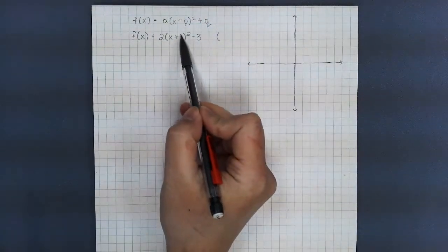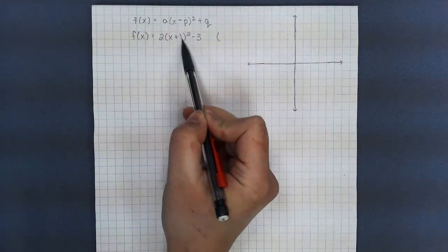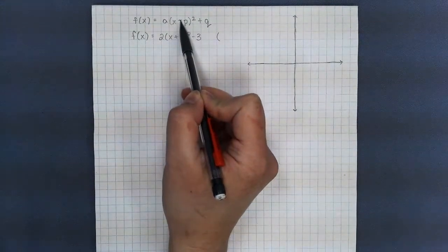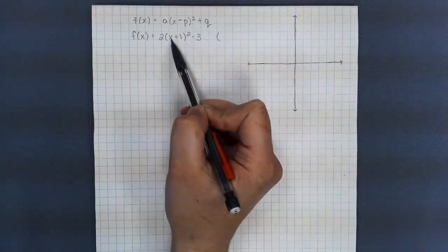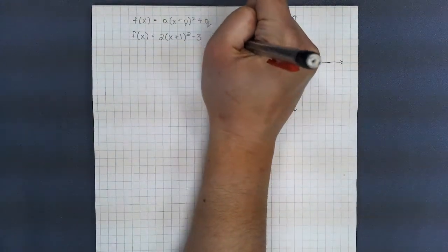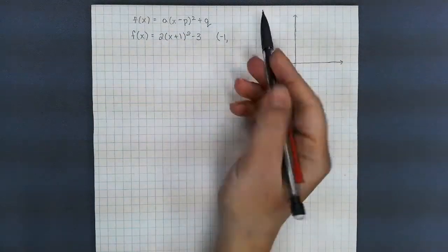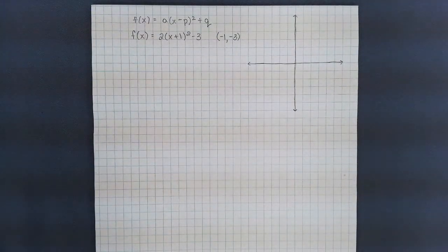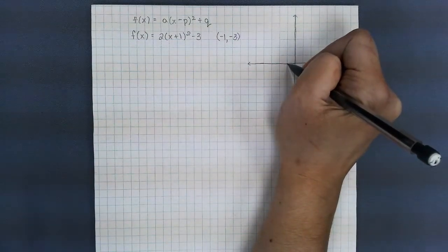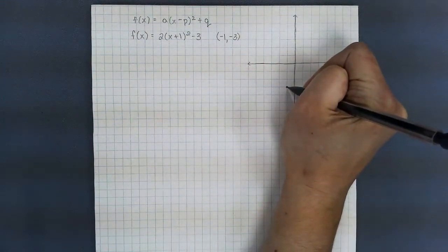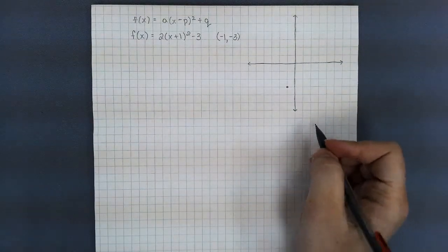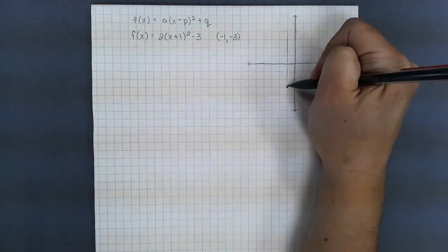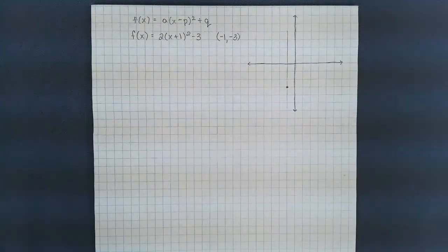Since I have a positive 1 here, this x value is actually a negative 1, because if I have x minus negative 1, it's going to give me the x plus 1. So I've got negative 1, and then my q value tells me that I have negative 3 as my y coordinate. So I'm going to plot that on my plane really quick here. Negative 1, negative 3 goes right down here, and that is my vertex. That's going to be really helpful when I find other coordinates because it actually determines where my axis of symmetry is, which is right through the vertex.